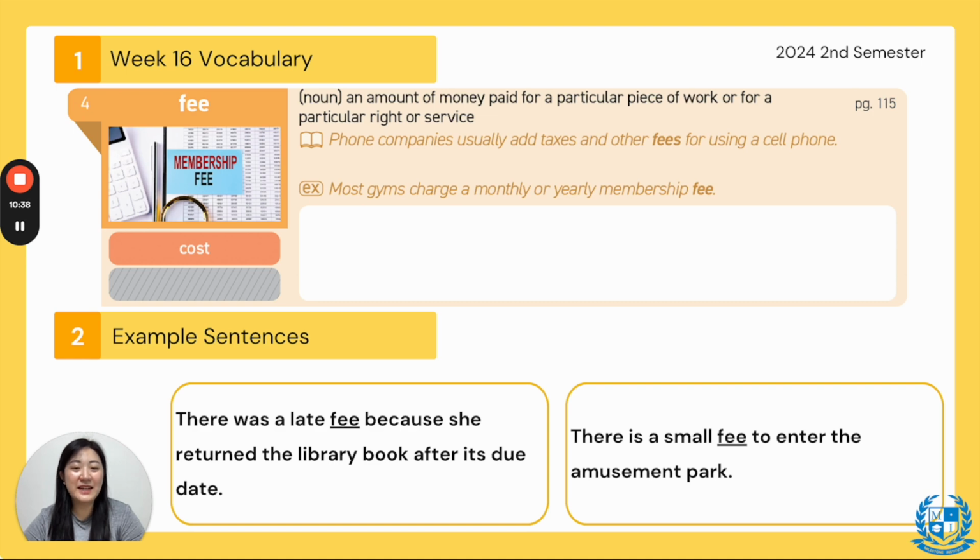Next one, it says there is a small fee to enter the amusement park. So if you've been to the Lotte World here in Busan, you have to pay money, right? We're not just going in there and saying, I want to ride a roller coaster. But instead, you have to pay a small fee, an entrance fee for that. Everyone say, fee.